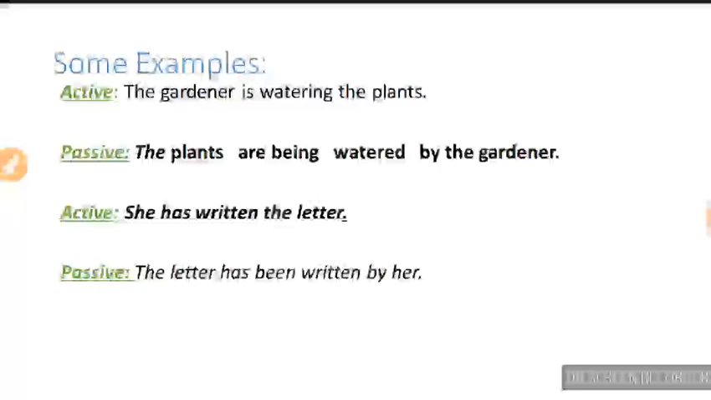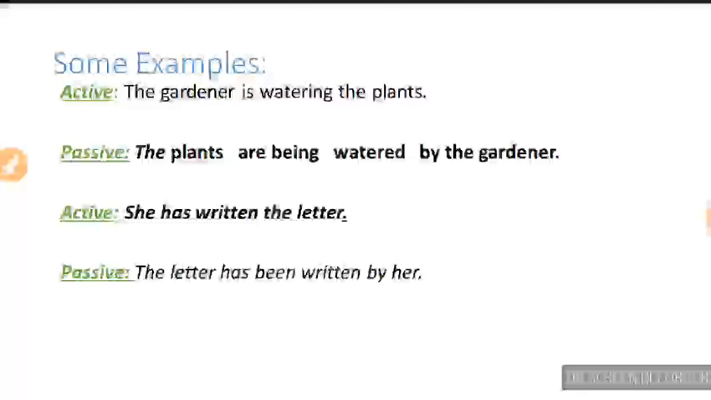There are some examples. The gardener is watering the plants. So first follow step 1. Put the object in place of the subject. The plants. Here the to be form is. In the active sentence, the verb is used according to the subject gardener. The gardener is singular, so the verb is also singular. But in passive, the subject the plants is plural. Here the verb will also be in plural form. So are being watered by the gardener.